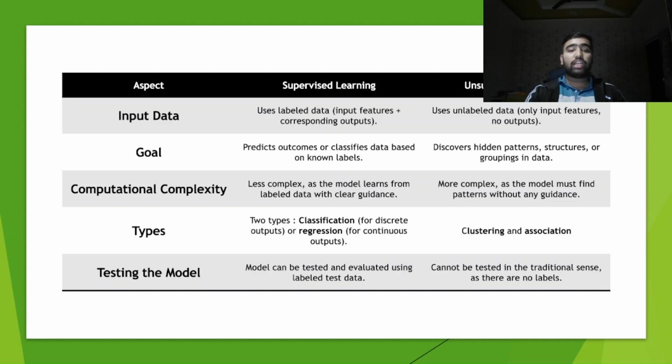For testing the model in supervised learning, we can easily test our models because we already have labeled data. So we have the input and we have the correct output. So we can match the correct output with the predicted output of the model to test our model. Whereas in unsupervised learning, since there is no labeled output with us, there aren't many testing methods. Hence, we cannot test the model in the traditional sense, as there are no labels.